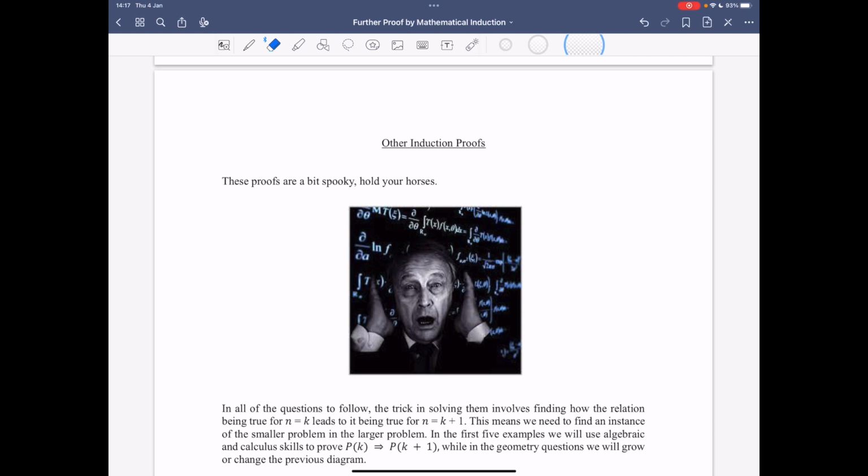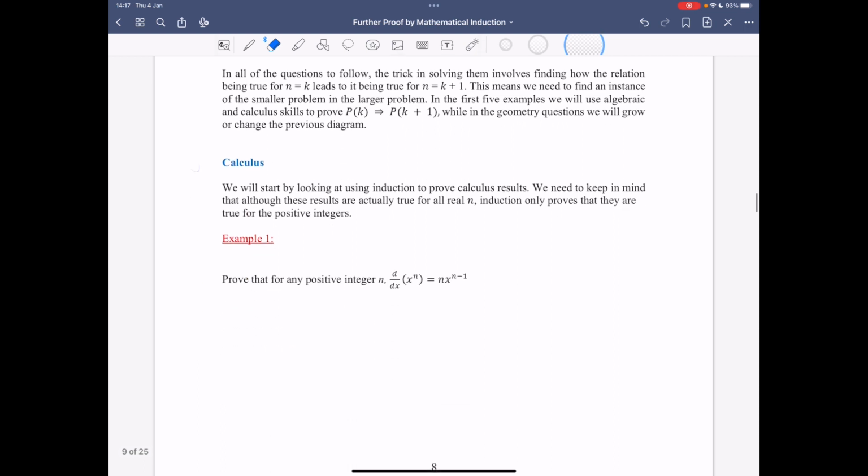Now, we've done that algebraically. What I mean by that is we've had a sequence of numbers that has been added together, and then we've used some formulas to figure out a relationship between k and k plus 1. While we're going to always follow that process, we don't have to do it algebraically, so induction can be used to prove things in geometry and in calculus as well. So we're going to start with a calculus example. So we will start by looking at using induction to prove calculus results.